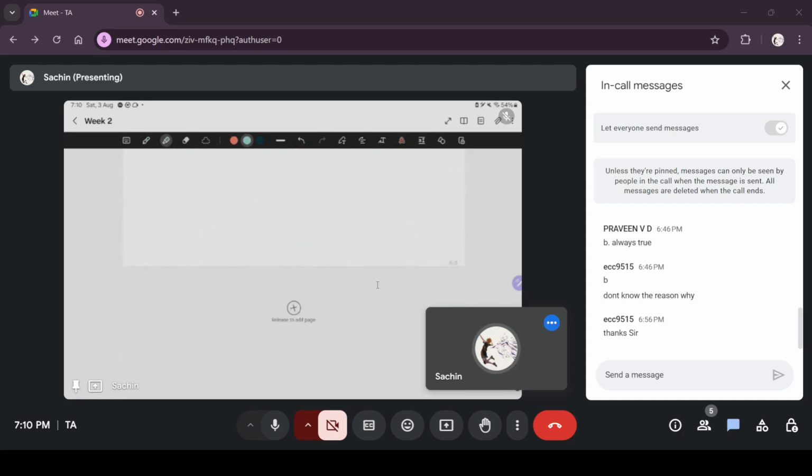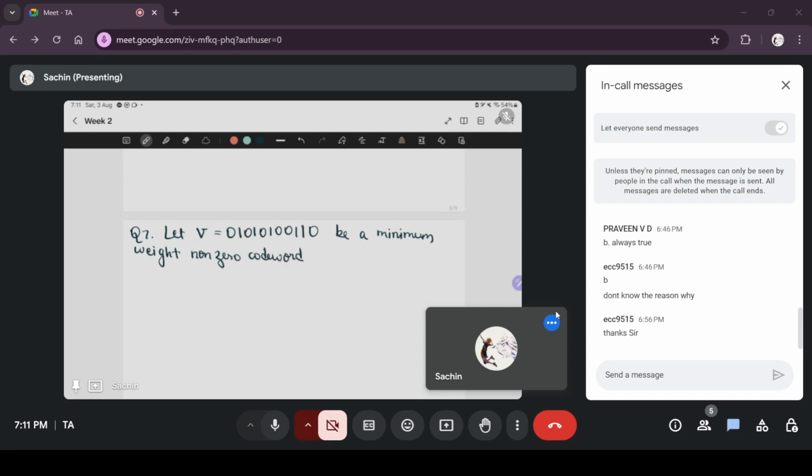That was question 6. Question 7 is as follows. Both question 7 and question 8 are using the same code word. So let V is equal to 0101 0100 110 be a minimum weight non-zero code word for a linear block code.